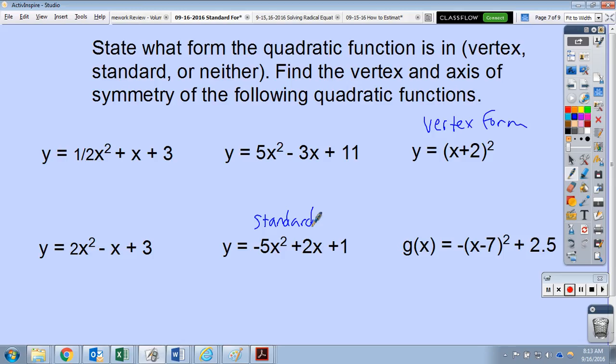I want to see, I'm testing your confidence level. You said vertex, and then I asked, was it standard or neither? It is vertex. You're right. You weren't confident. Again, when you said it at first, you said, "Oh, never mind." But you were right.